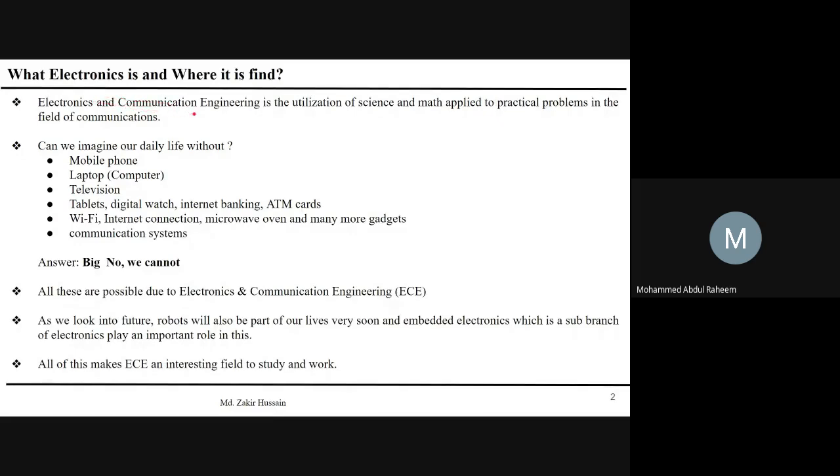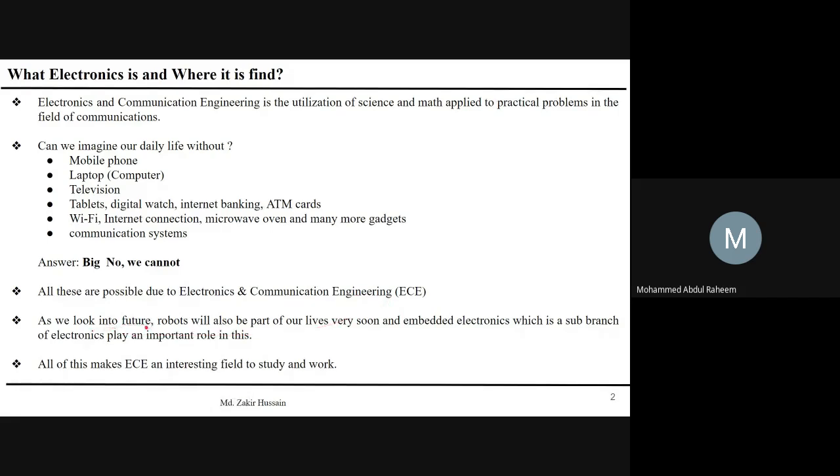You people have blessed the technology. Can we imagine our daily life without what you see on the screen? Mobile phones, laptops, television, tablets, digital watches, internet banking, ATM cards, whatnot. The answer is a big no, we cannot imagine life at all. All these are possible due to electronics and communication engineering.